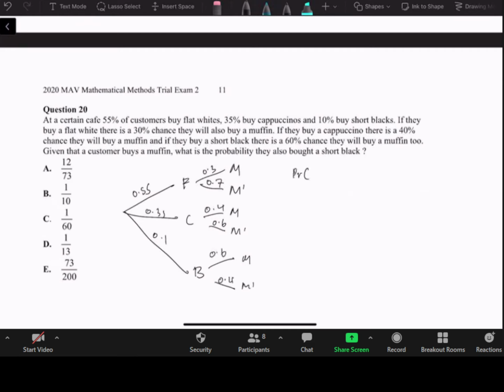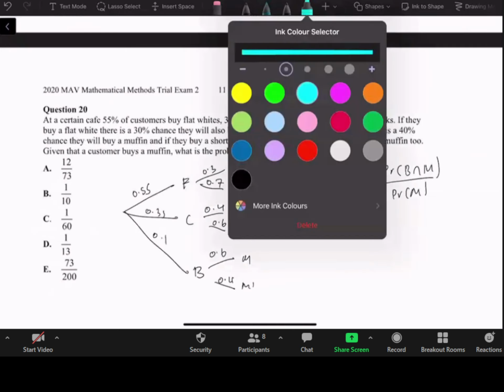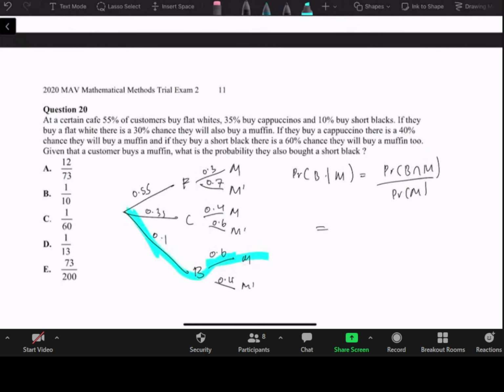So what's the probability they bought a short black given they bought a muffin? To do that, we need to know the probability they bought a short black and a muffin, and then divide it by just the muffin. So the probability they bought a short black and a muffin is this branch here, this one. So that would be 0.1 times 0.6. Oh no, I was right. It is 0.1 times 0.6. I have just written it wrong in my working out, but yeah.